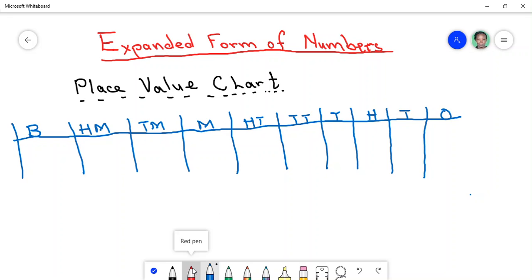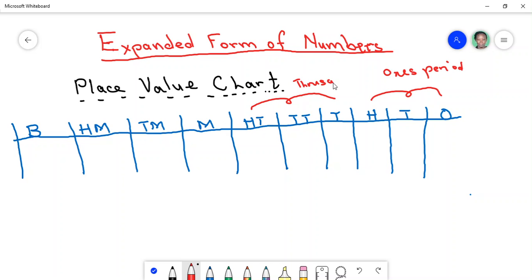And what did we say? The numbers are written in what? Three-digit periods. So we know this is the ones period. This gives us the thousands period. This will be our millions period. And now we've extended towards the billions.